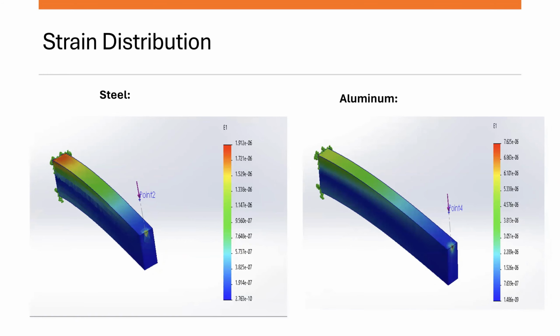So the strain distribution in steel is lower compared to the strain distribution in aluminum, which was higher. This is also determined by the range and the starting point where the strain distribution occurs.